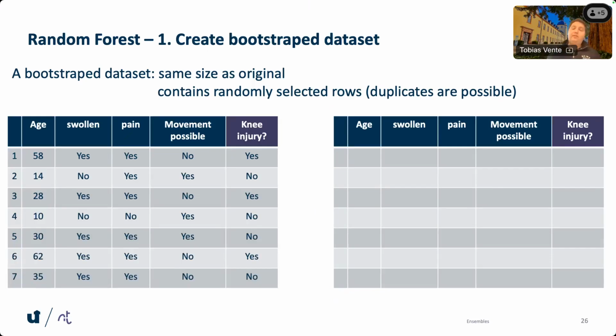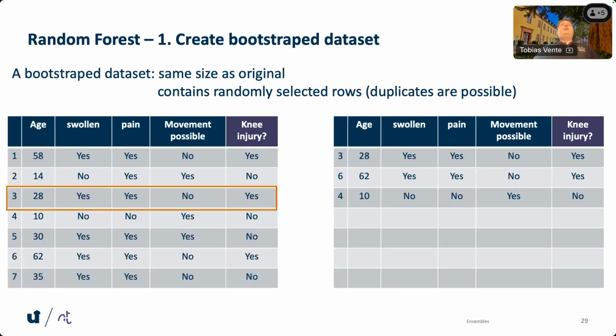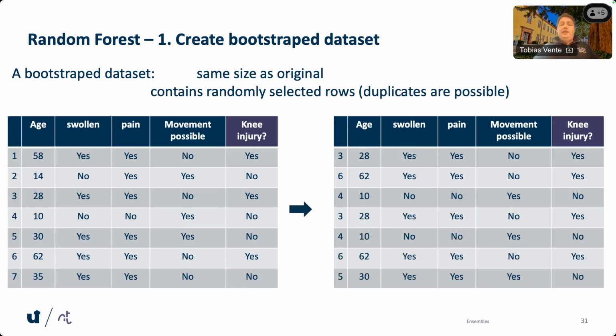And in the following example, we just create one bag. And how are we doing it? The bag should be the same length as the original data set. And then we sample randomly. So in this case, we start with 3, then we sample data point 6, and then 4, and then it's 3 again, because we can sample a data point multiple times. And in the end, we have a bag.